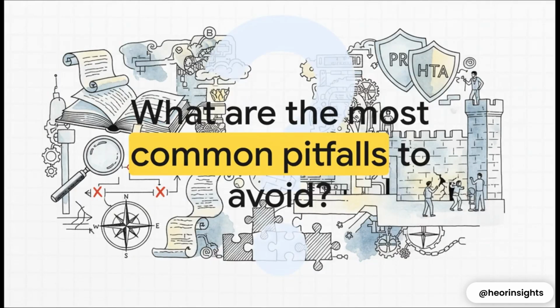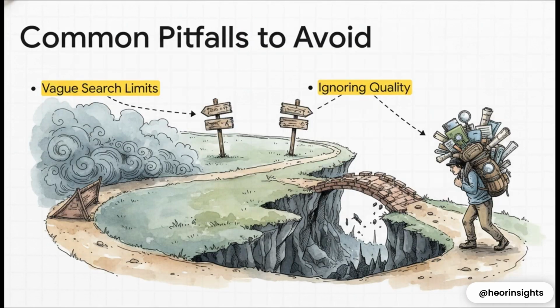To ensure your protocol stands up to scrutiny, it's important to be aware of the most common pitfalls that can compromise its quality. Four common pitfalls to avoid are vague search limits, which can lead to missed evidence; outcome switching, where the reported outcomes differ from those planned in the protocol, which is a major form of reporting bias; ignoring quality assessment, which means you may draw conclusions from unreliable studies; and finally, scope creep, where the research question becomes too broad, making the review unmanageable and unfocused.